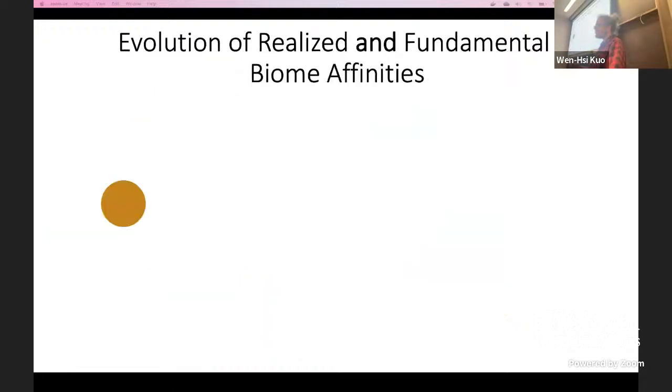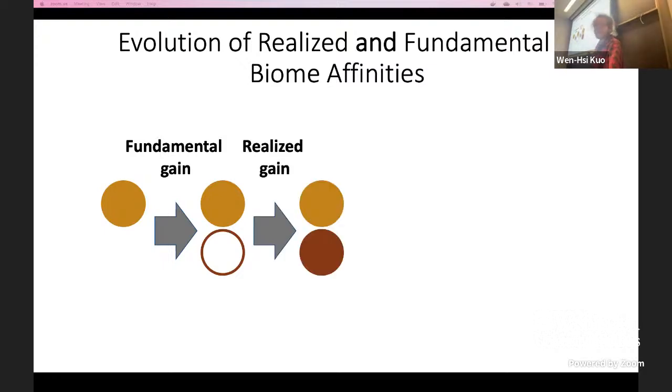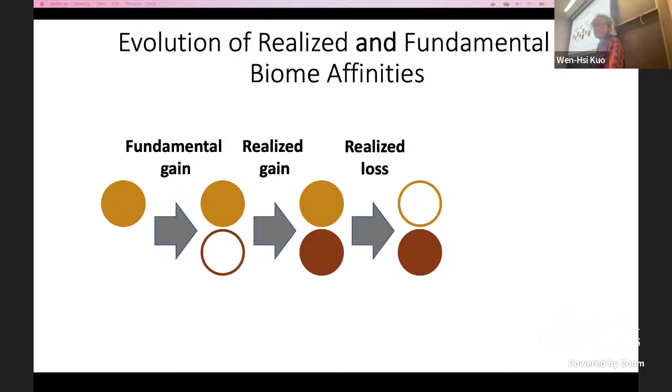So in our framework, we're proposing a new model that expands upon this framework to account for both the changes in the realized and fundamental niche. For this temperate species to gain a new biome, it must first gain a fundamental affinity. So in this case, we're representing that with an open circle of the same color. Then it gains a realized affinity, and then to lose, it follows the same stepwise order transition.